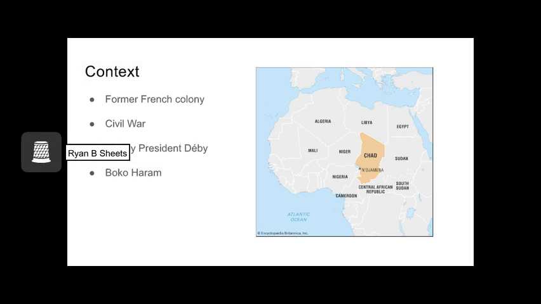I want to provide some context around Chad's history that will help us understand the factors that create poverty in the country. After decolonization in 1960, Chad endured decades of civil war. And today, President Deby has enforced a relatively peaceful era, but at the cost of many civil and democratic liberties, with the threat of Boko Haram and many other terrorist organizations in the region still looming.